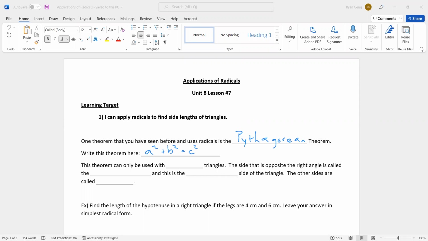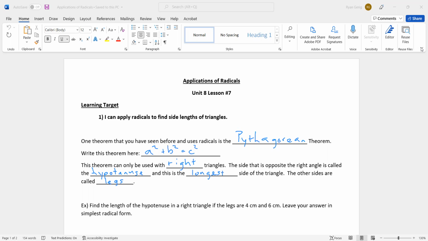Okay, this theorem can only be used with right triangles. If it's not a right triangle, you can't use it. The side that is opposite the right angle is called the hypotenuse. Identifying this side first is a good habit to get into. This is the longest side of a triangle every single time. Okay, the other two sides of the triangle are called legs. So that's some basics with triangles and the theorem.